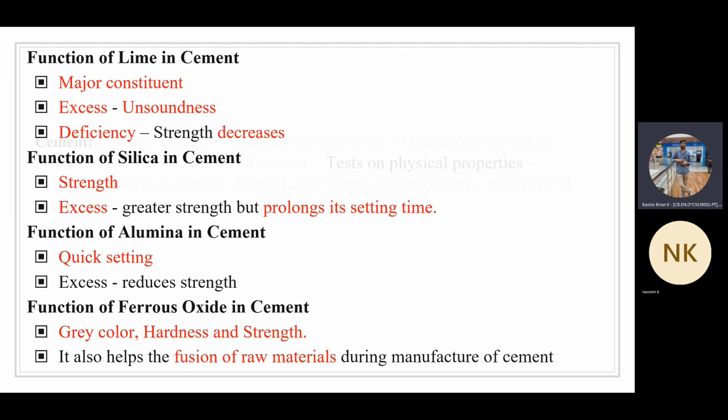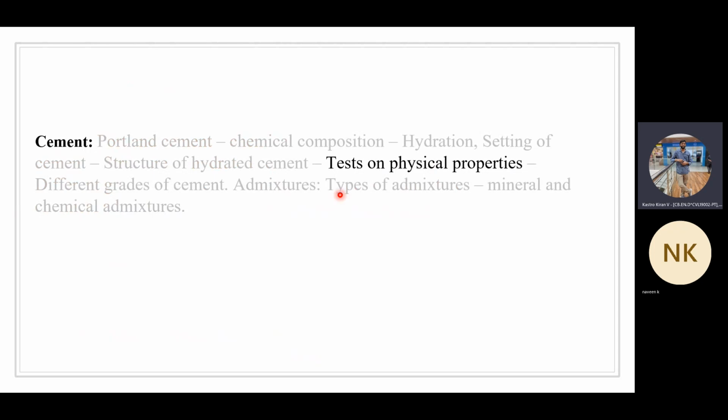So in the next class, we'll be talking about a property, not this one. We'll not be talking about tests on physical properties yet. We'll be talking about hydration of cement. In the next class, we'll focus on hydration of cement and the setting of cement. And then we'll go with the tests on physical properties of cement, which are laboratory tests, and then the field tests. So we'll be completing all this scenario one by one in the next class.